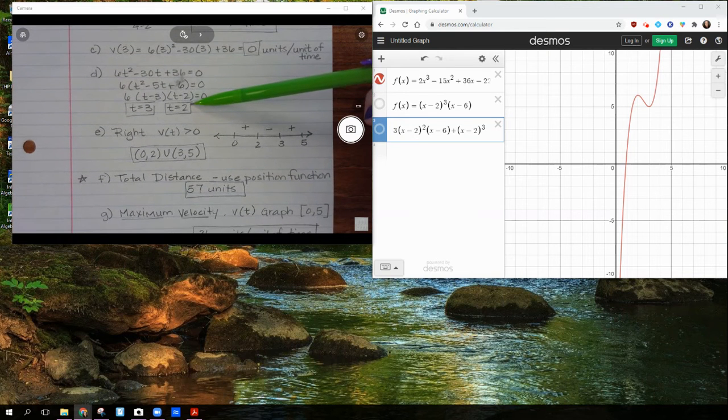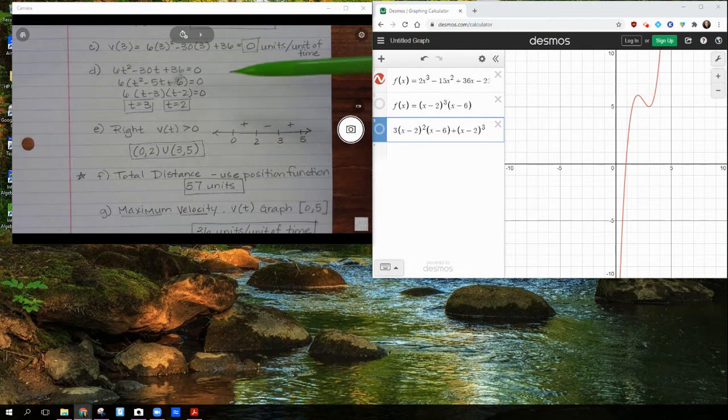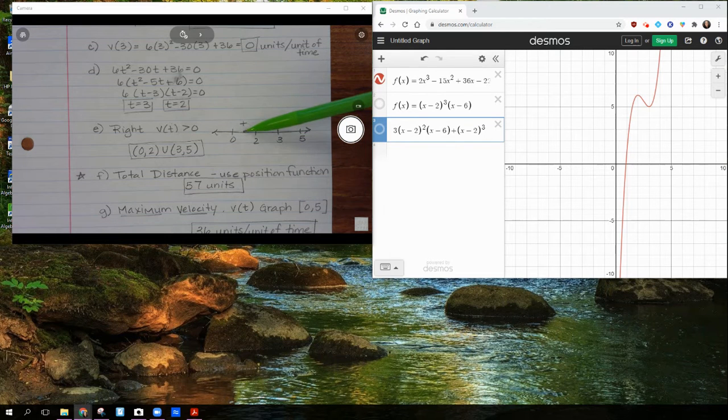Now, when is the particle moving to the right? Well, we know velocity controls direction. So when your velocity is greater than 0, you are moving either to the right or up. So I put down 2 and 3, and I also put the endpoints 0 and 5, and then I tested some points in between each one of these intervals to see if my velocity would end up being a positive number or a negative number. Between 0 and 2, it's positive, and also between 3 and 5. So the particle is moving to the right on those 2 intervals.